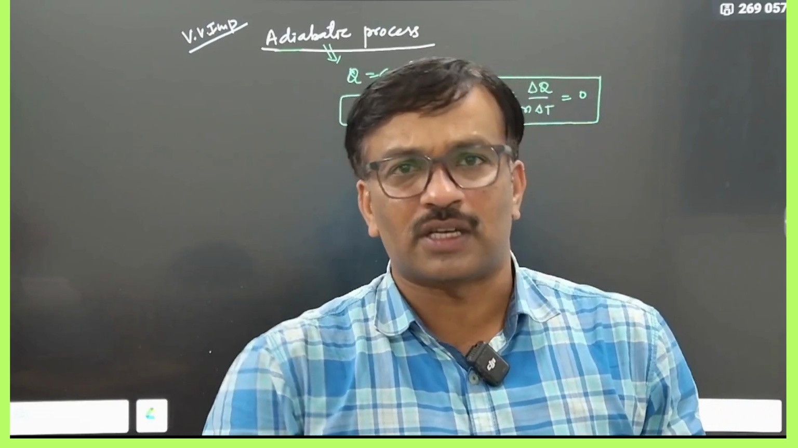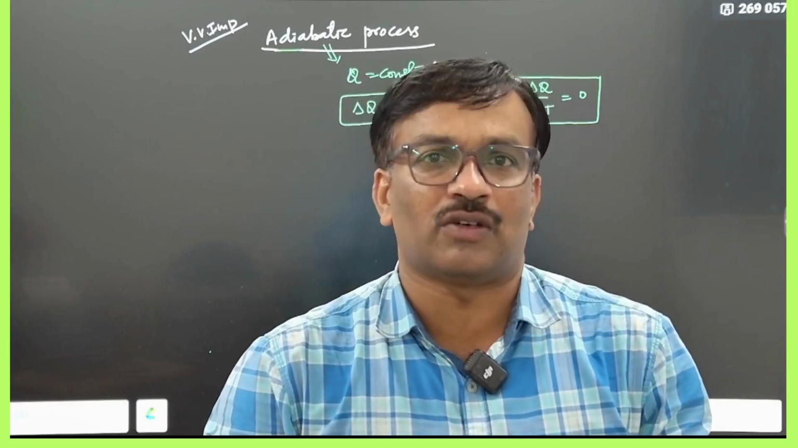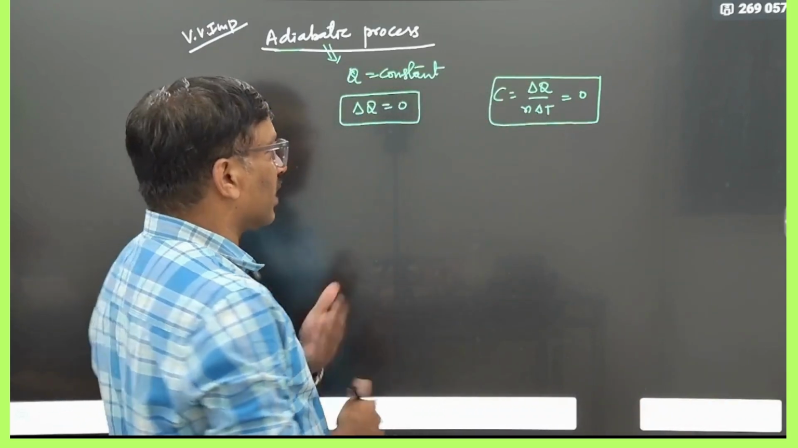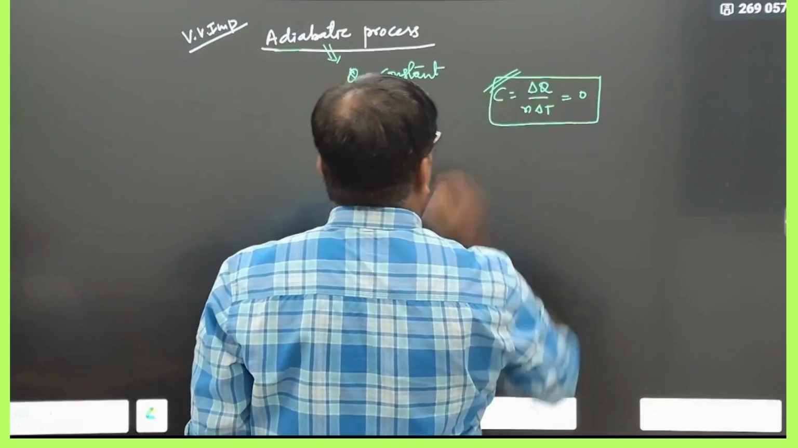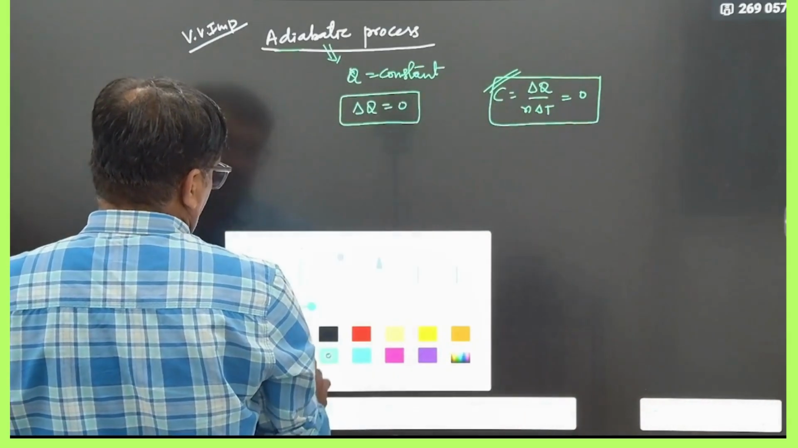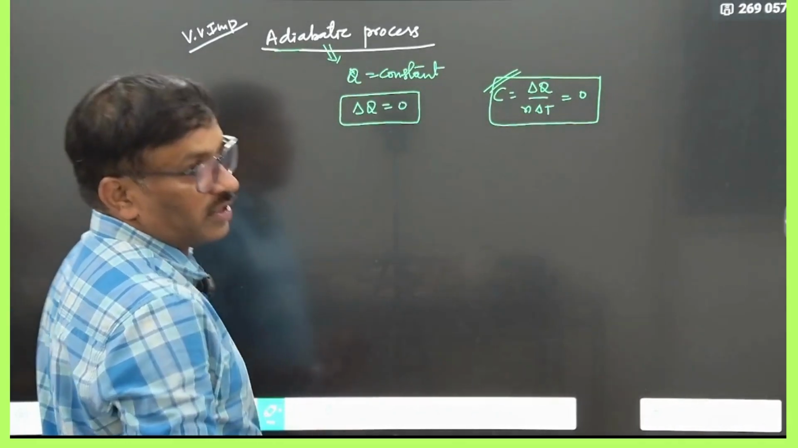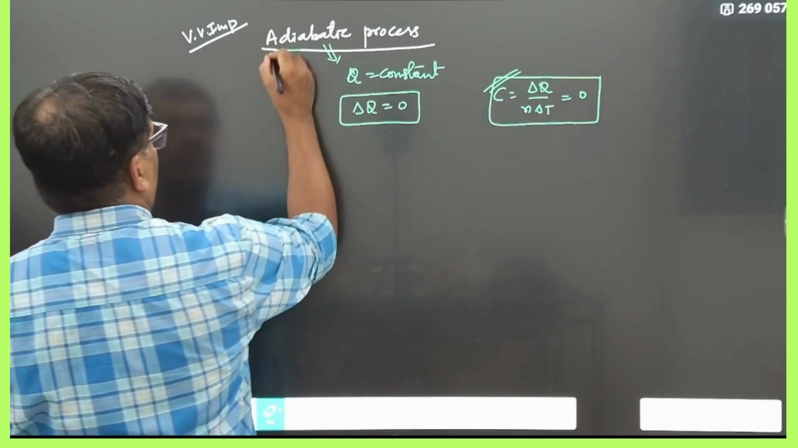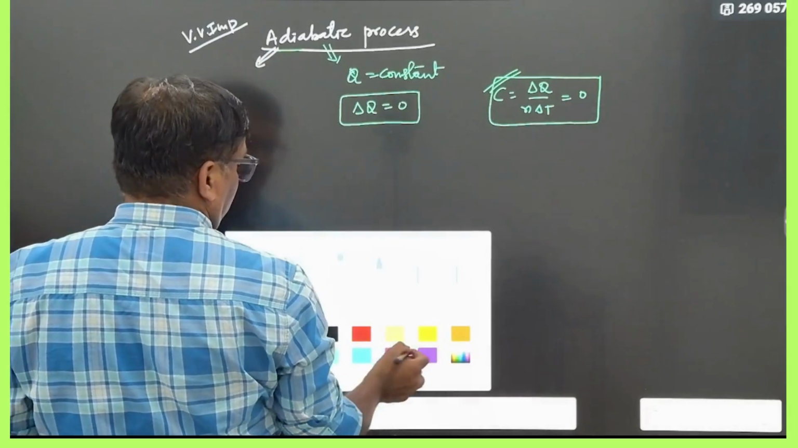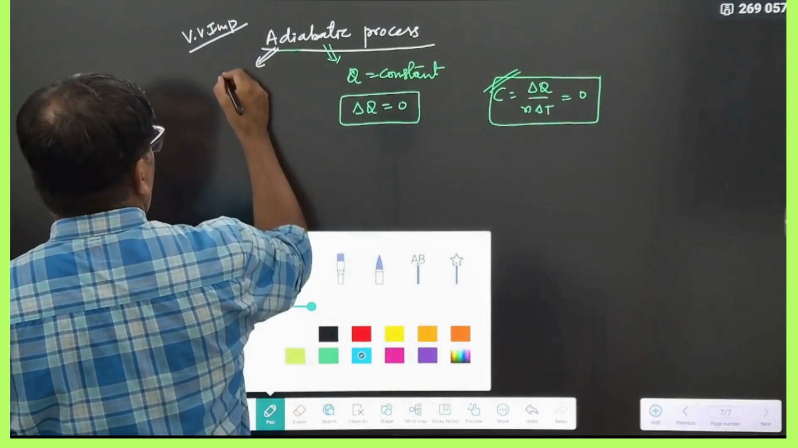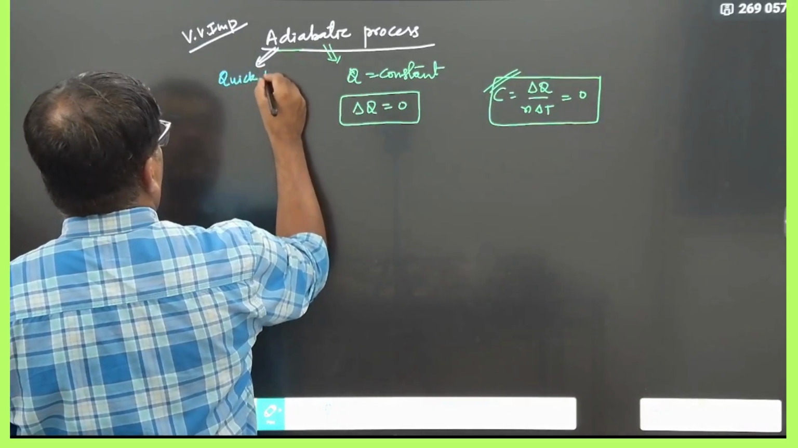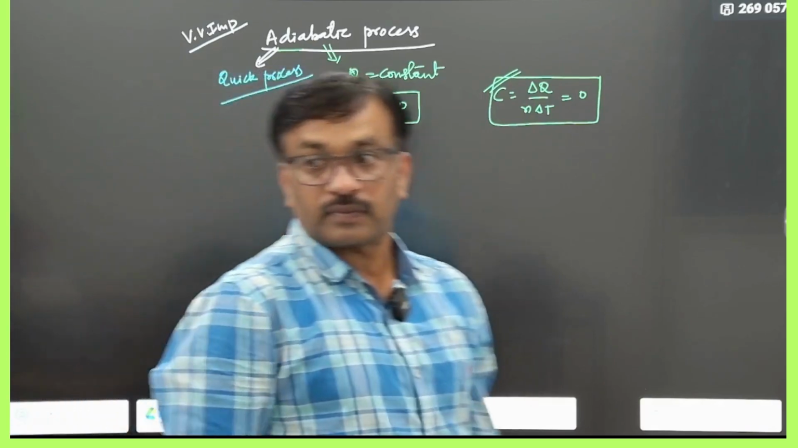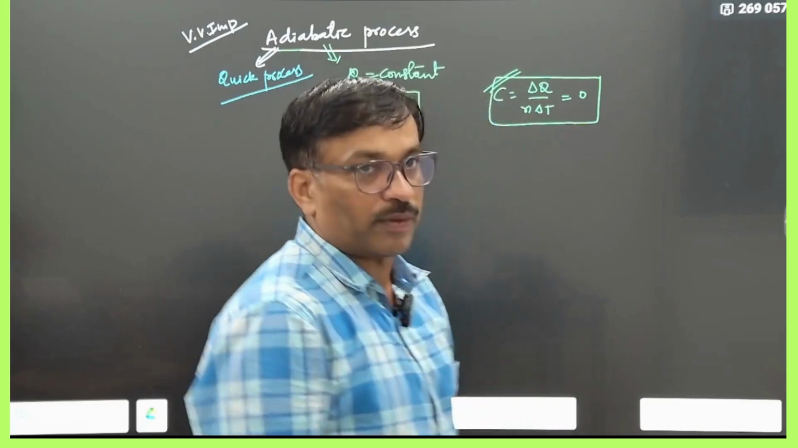That means you have to take a substance where specific heat is 0. That means without supplying any energy, it should get heated up, like that, quickly get heated up. So that type of specific heat is required for our adiabatic process. And heat should be constant, so it should not lose heat and should not gain heat. That means it should compulsorily be a very quick process. Clear? Right. Adiabatic process is a quick process.